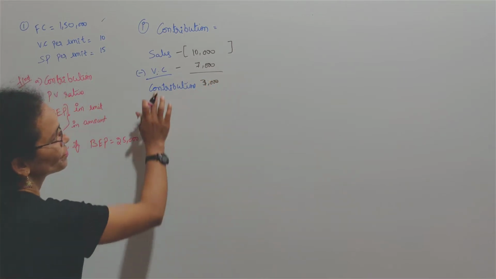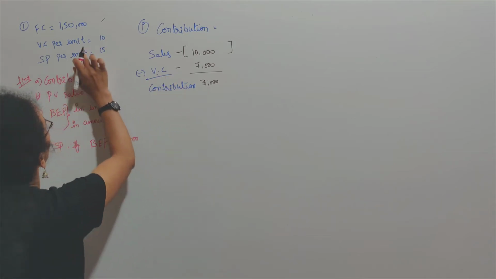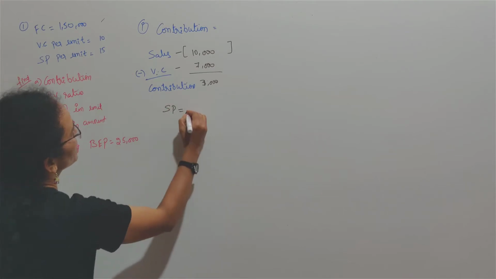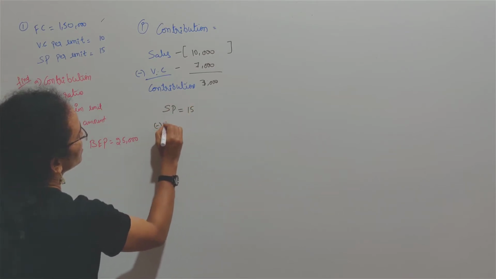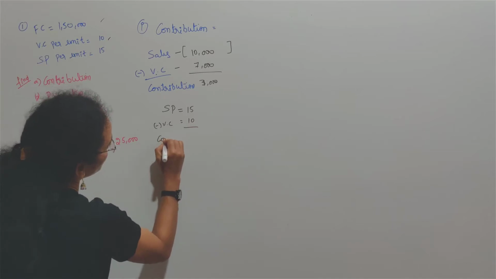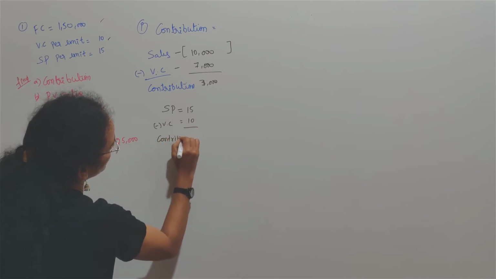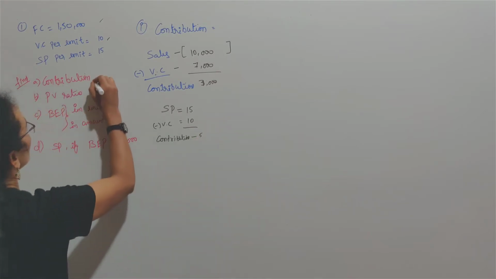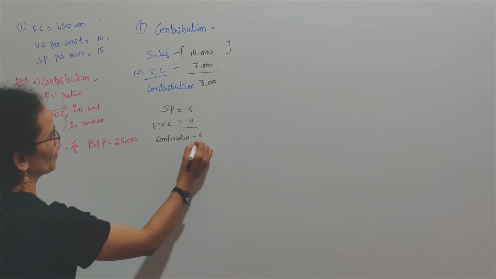But this is just an example. We will see our question here. Selling price is given as 15 rupees and variable cost is given as 10 rupees. It means contribution per unit is 5 rupees. That's it, contribution.